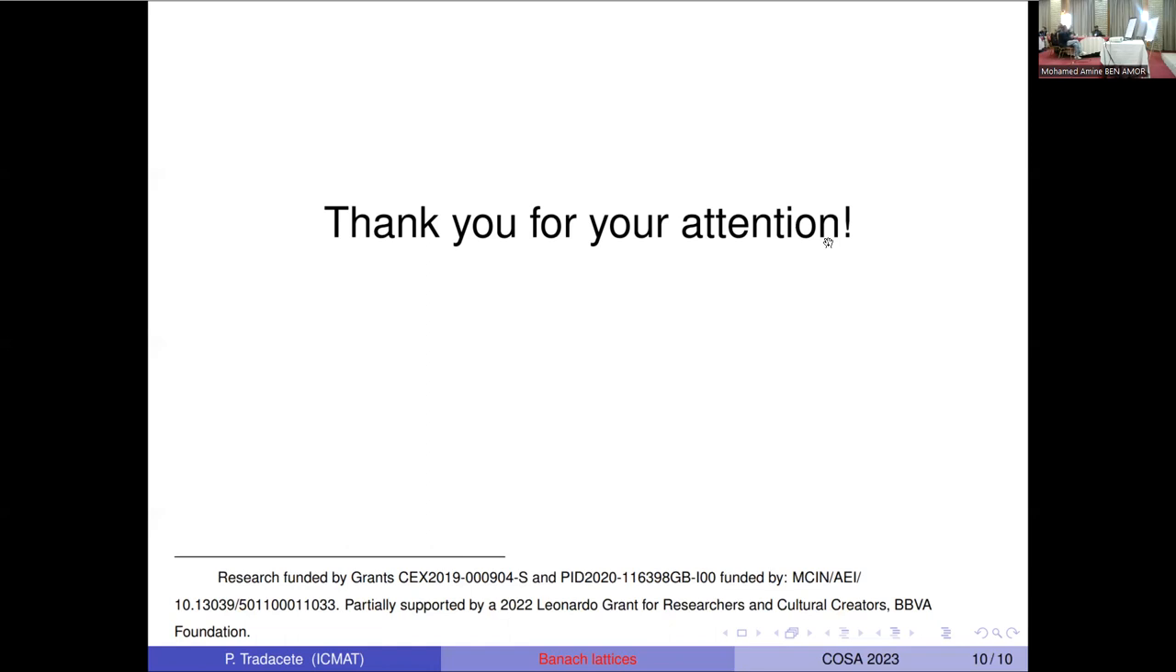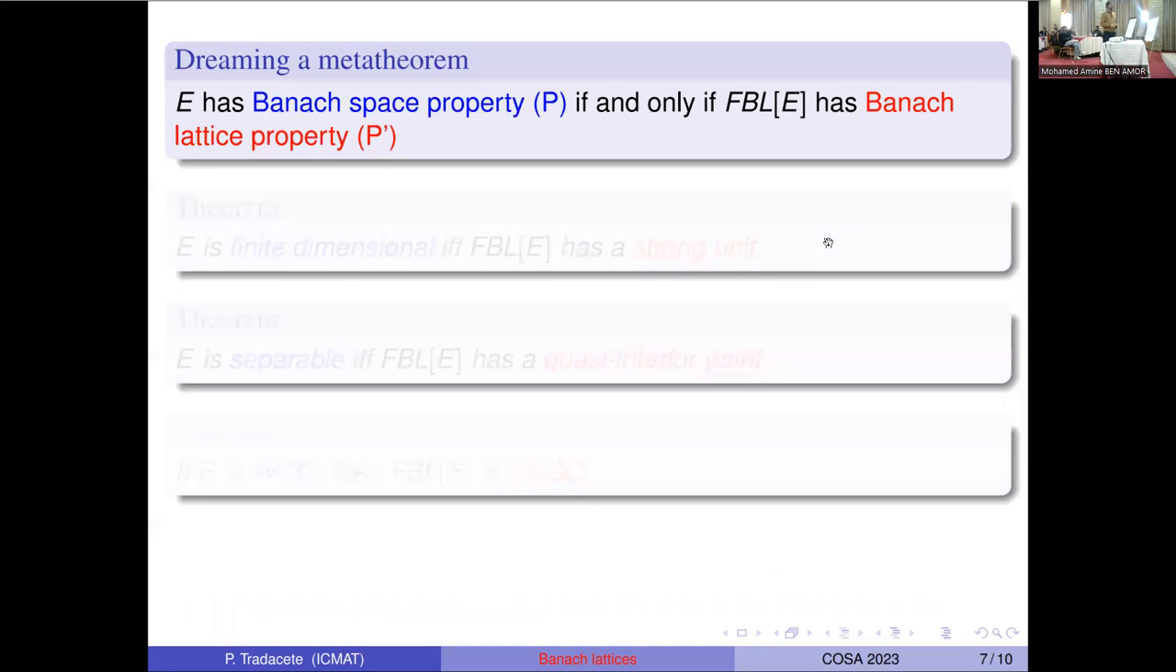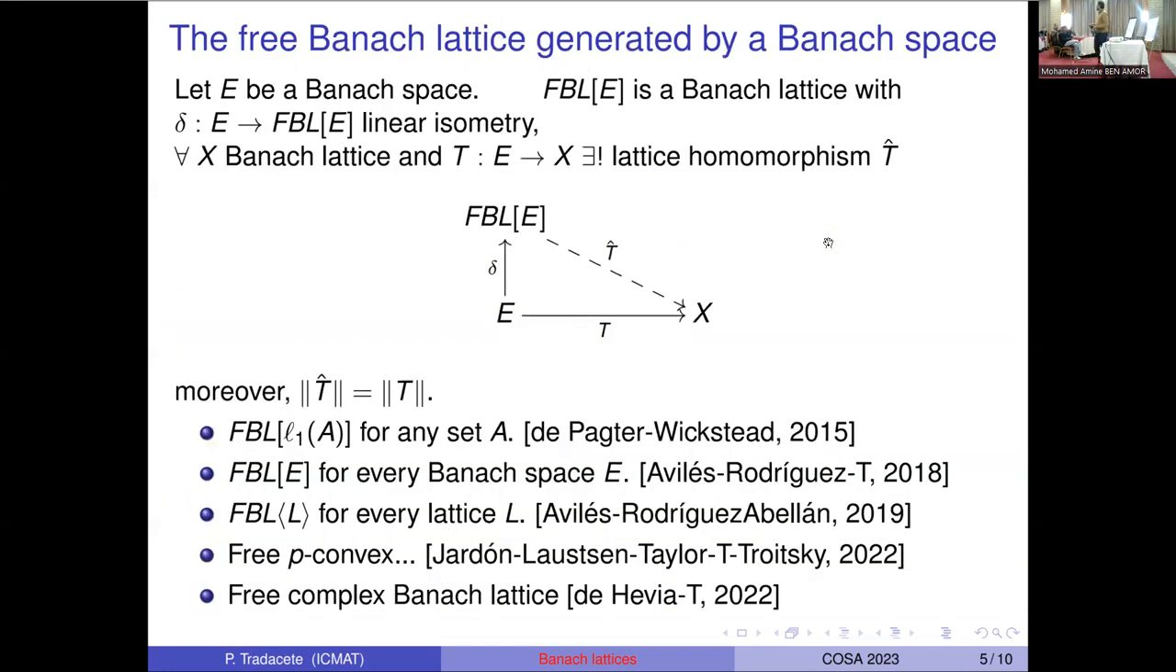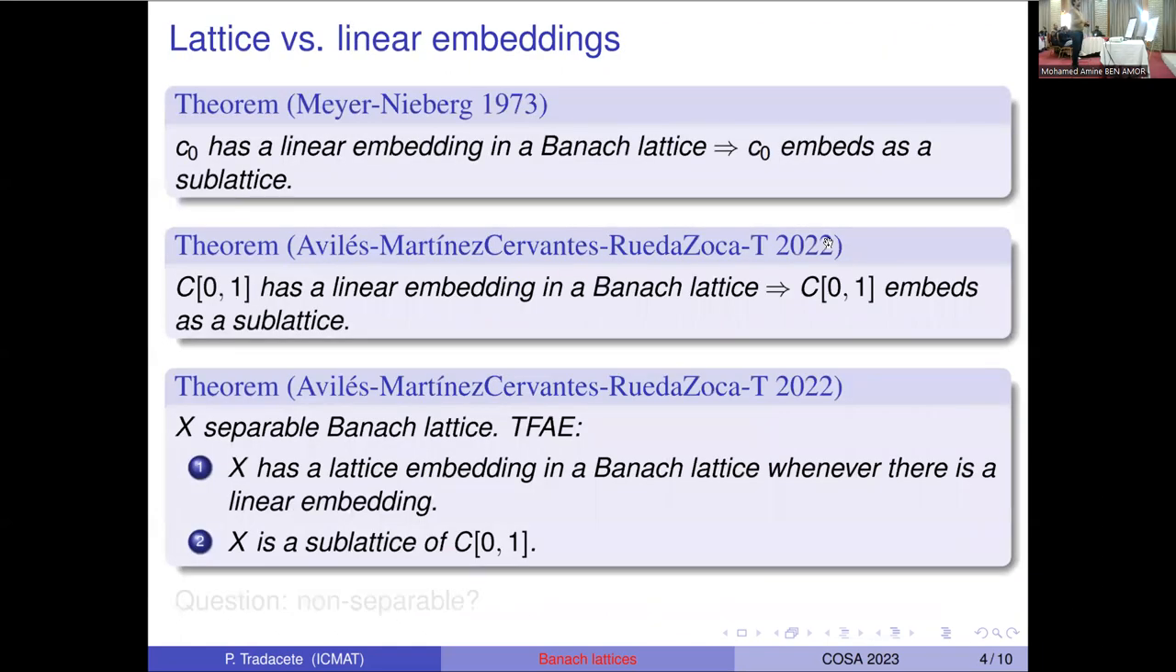Thank you. I have a couple of questions regarding your embedding theorems. Do you have any control on the constants? Like if you have a C linear embedding, then you get a 2C or whatever lattice embedding. I think we cannot prove isometric results, but I think you can control the constant.